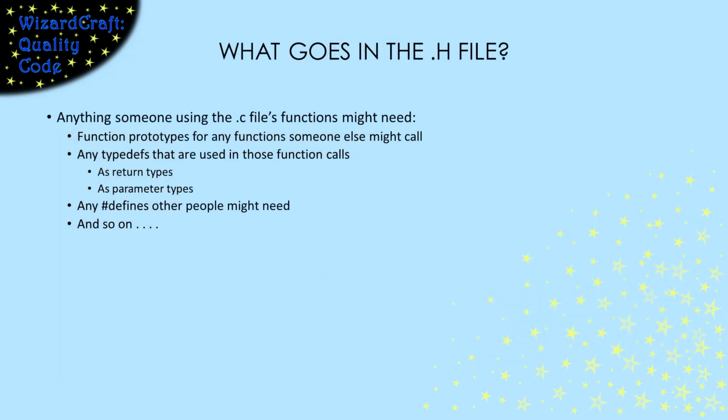That begs the question, what goes in the header file? Well, the answer is anything that someone using that .c file's functions might need. Clearly, that means we need the function prototypes. We also need any typedefs or structs that are used in those function calls, any #defines other people might need, and so on.